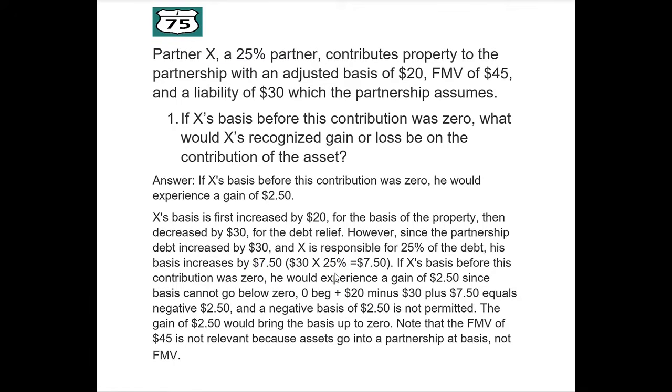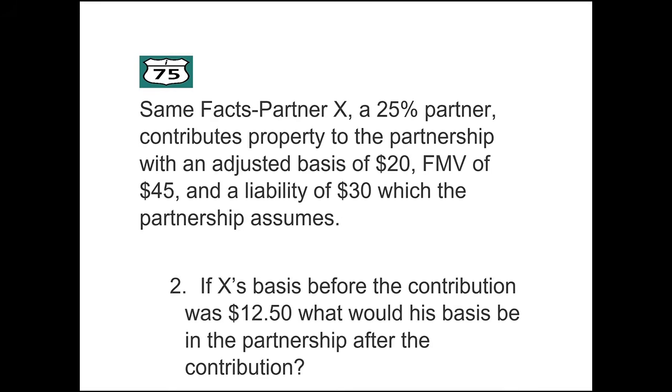So if X's basis before was 0, he would experience a gain of $2.50, since basis cannot go below 0. That 0 beginning plus the 20 minus the 30 plus 7.50 equals negative 2.50, and a negative basis of 2.50 is not permitted. Therefore, a gain of $2.50 would be needed to bring the basis up to 0. Note that the fair market value of $45, which is given in the facts, is not relevant because assets go into a partnership at basis, not fair market value. So if X's basis before contribution was 0, he would experience a gain of $2.50, and that gain will be taxable right now.